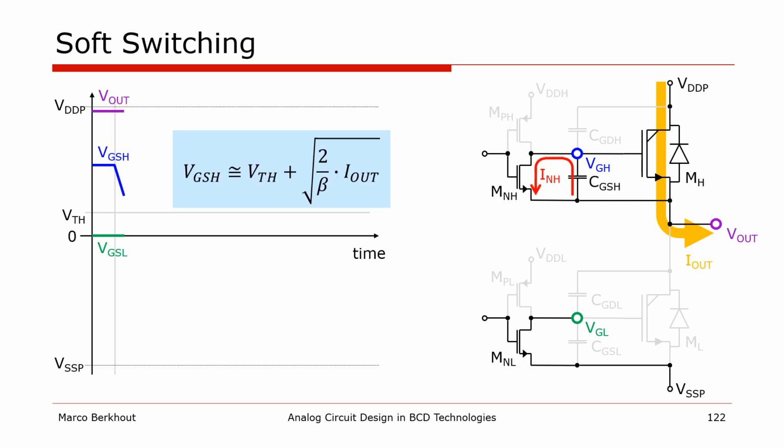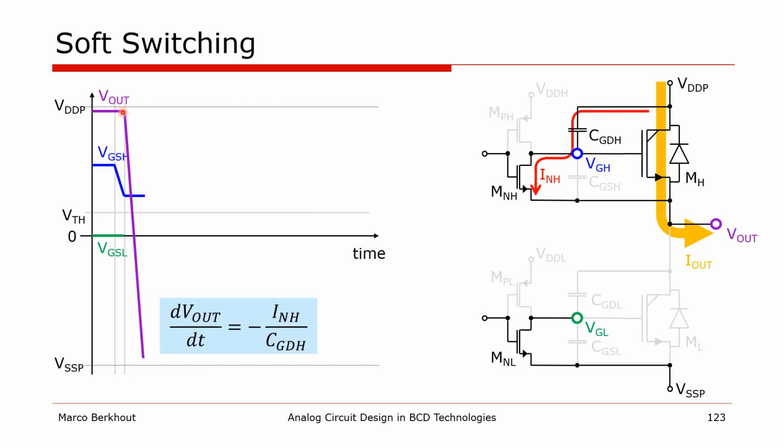Then the high side gate is discharged. However, before we reach the threshold level, there is a gate source voltage where the high side power FET will not be able to sustain the output current anymore. This gate source voltage is approximated with this expression that can be derived from the square law MOS model in saturation. At this point, the output slope drops as it is pulled down by the output current.